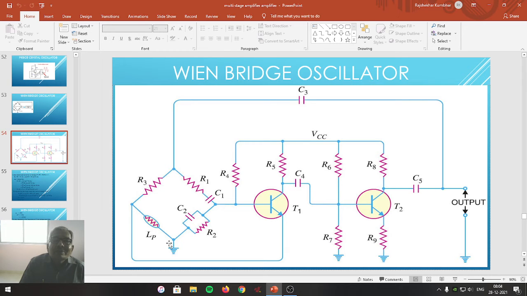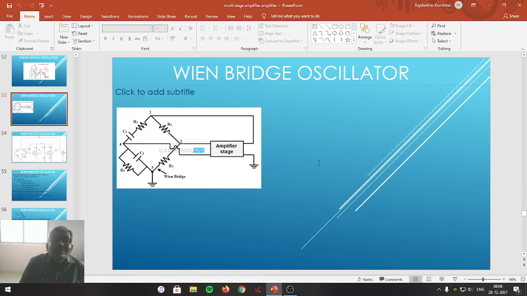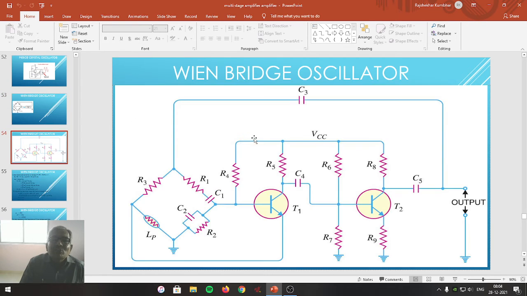Friends, this is how the amplifier is elaborately represented here. The bridge is the same, but look at here, this amplifier is elaborated and represented. It is a two-stage amplifier. This is merely for your understanding.